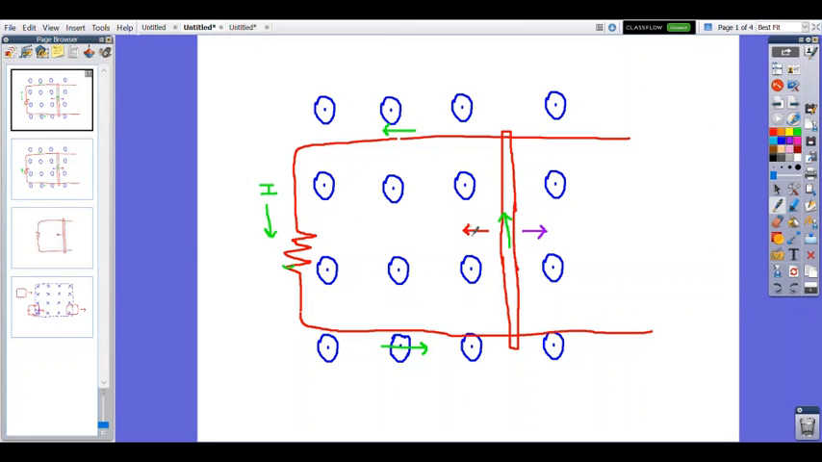Say when I was saying I moved this guy to the left, say it was just this rod that was already coasting to the left due to some previous motion, all right? Then this rightward magnetic force would cause that rod to slow down, okay?